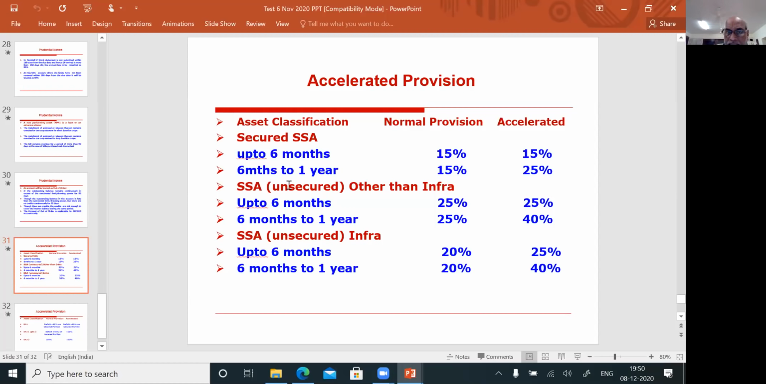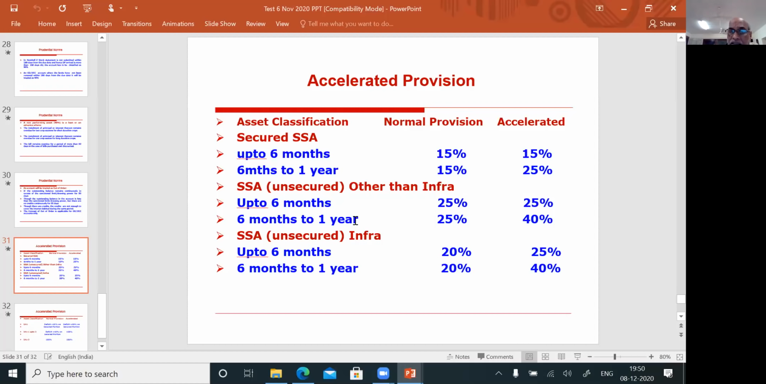So, substandard asset, unsecured, other than infrastructure. Up to 6 months, that is an unsecured, other than infrastructure advance, it is 25% for the 12 months. So if the asset is unsecured other than infrastructure SSA, up to 6 months, if you are not shown as NPA, there is no higher accelerated provision. It is only 25 here also, 25 here also, no problem.